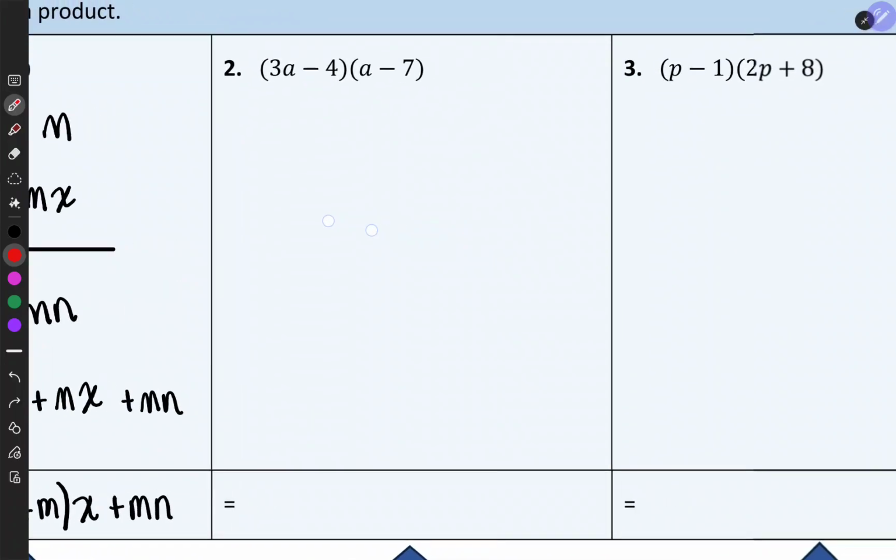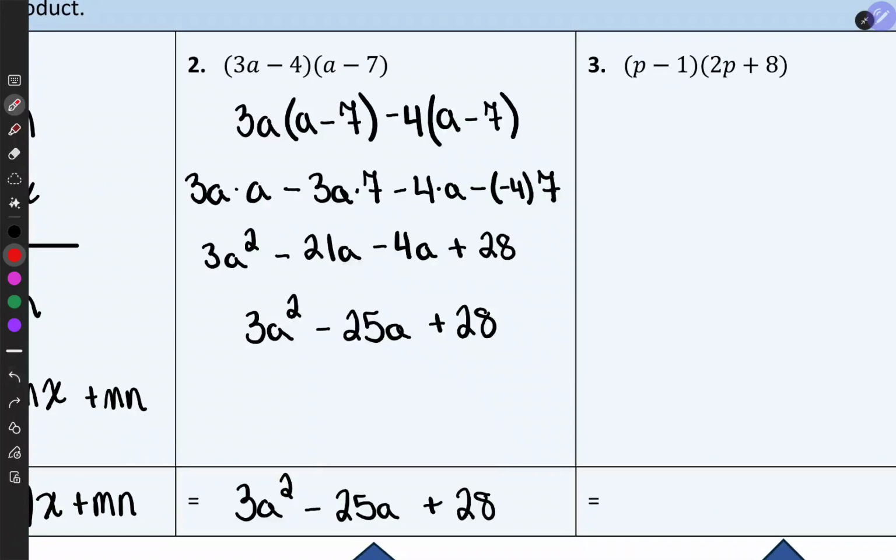For number two, using the distributive property formally, everything inside one of those binomials, in one set of parentheses, gets multiplied by everything in the other set of parentheses. So I took a minus 7, multiplied 3a times it. Took negative 4, multiplied a minus 7 by it. Or multiplied it by a minus 7. And then we just distribute again.